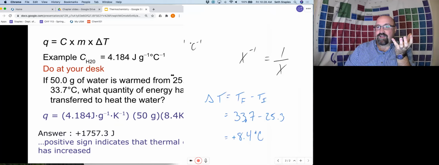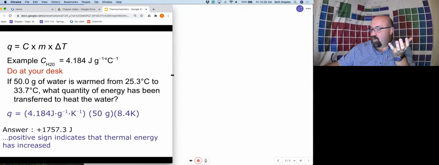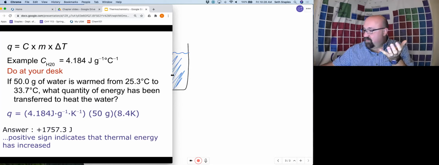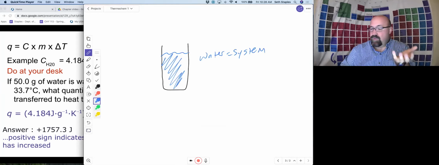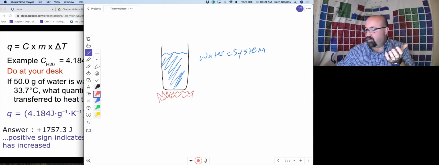And so if we just think about what we're doing here, again, we have just a beaker of water. And in this case, the water is our system. Sorry, there it is. So the water is our system, and that's being warmed up. So we can picture maybe a little fire down here. Here's my fire. There you go, throw some yellow in there. So there's our fire warming up the water. And so the fire in this case would be our surroundings.